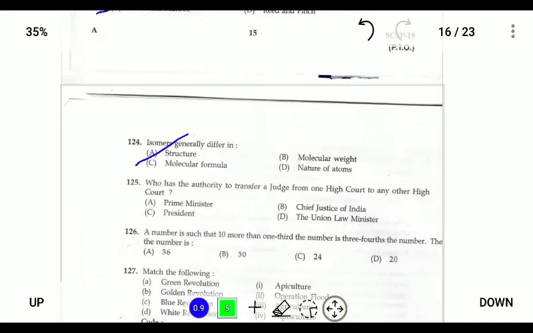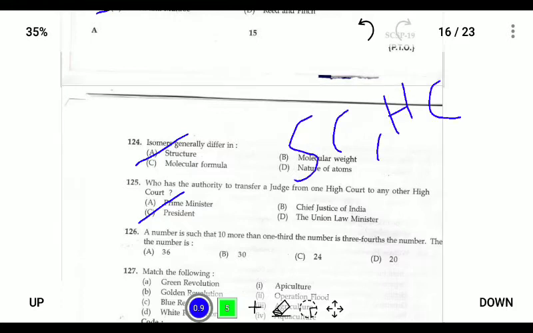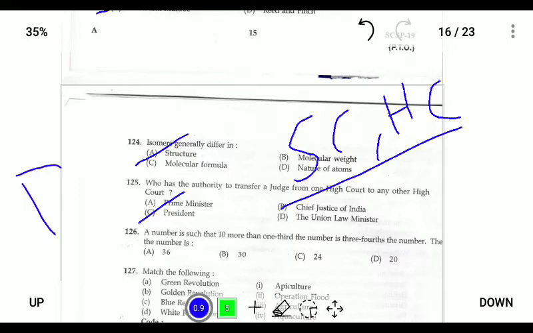Next, who has the authority to transfer a judge from one high court to another high court? So this power lies in the president. So the president is responsible for transferring the judges of the Supreme Court as well as the High Court. However, the district court judges are under the governor of the state.